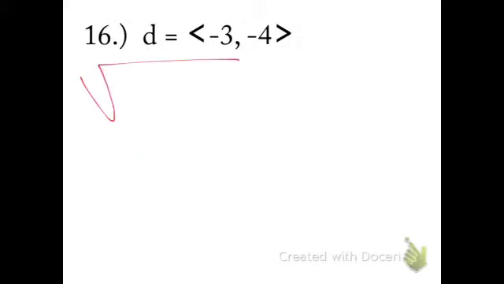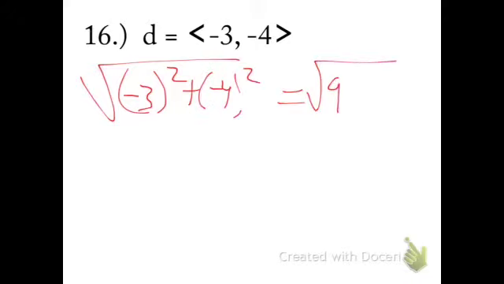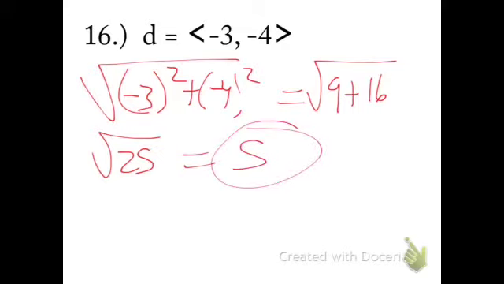On 16, take both those guys, you square them up. Negative 3 squared plus negative 4 squared. Negative 3 squared is 9. Negative 4 squared is 16. 9 plus 16 is 25. So the square root of 25 is actually a whole number, 5.